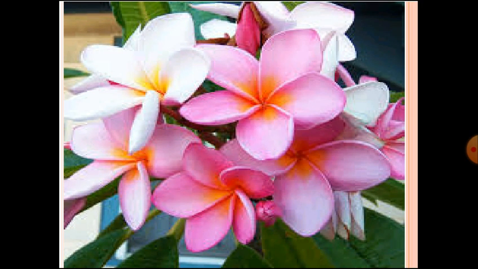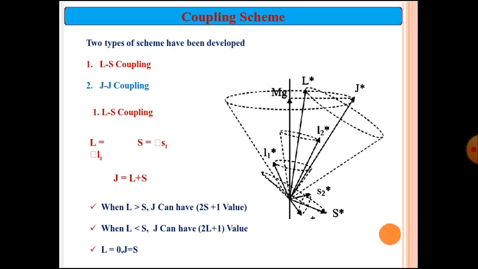This topic is over. That means next topic, coupling scheme. Coupling scheme means in an atom having 2 or more electrons, the orbital and spin angular momenta of all its electrons can be combined together in 2 ways. The method of combination depends on the interaction or coupling between the orbital and the spin angular momenta. 2 types of schemes have been developed. They are, first one LS coupling, second one JJ coupling.